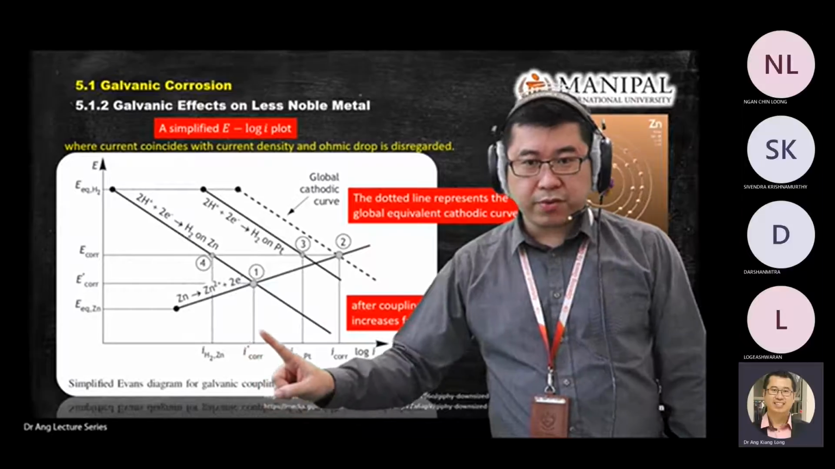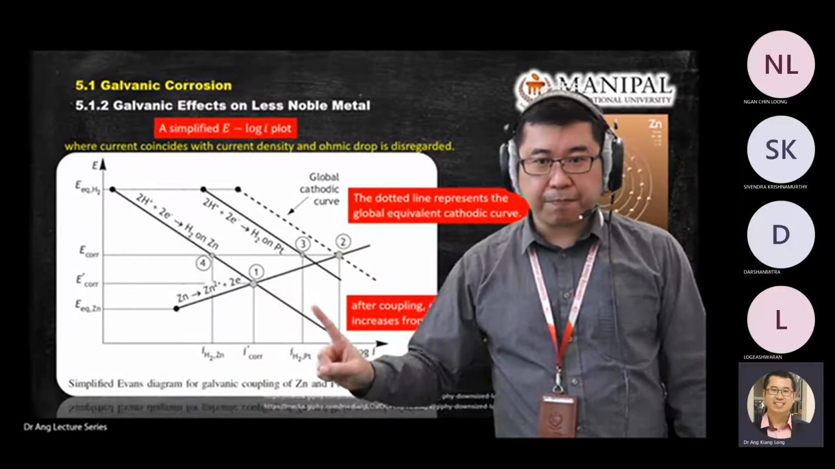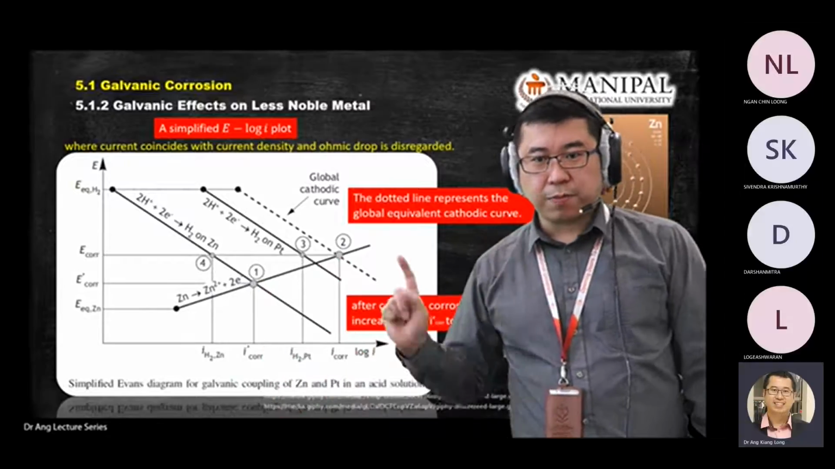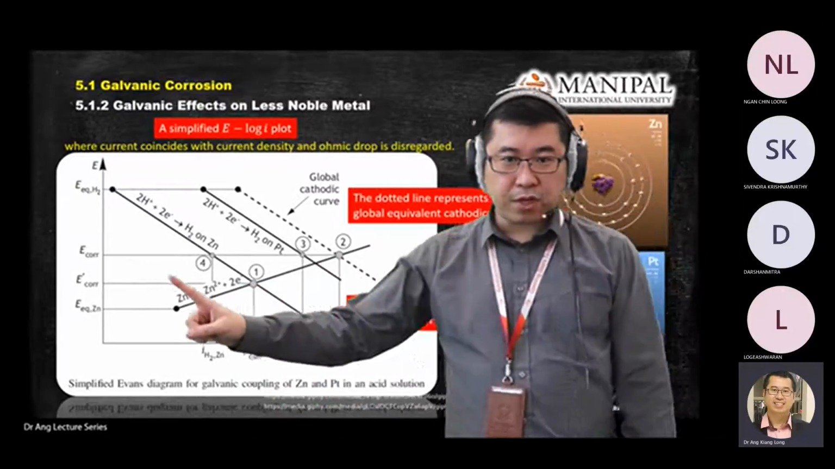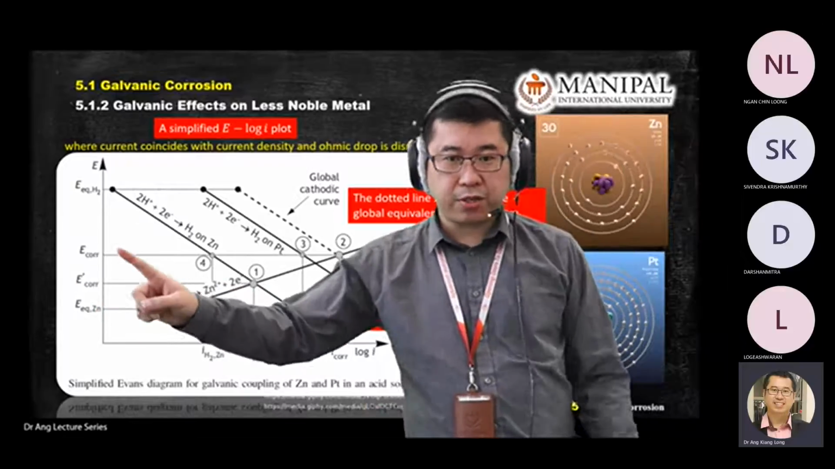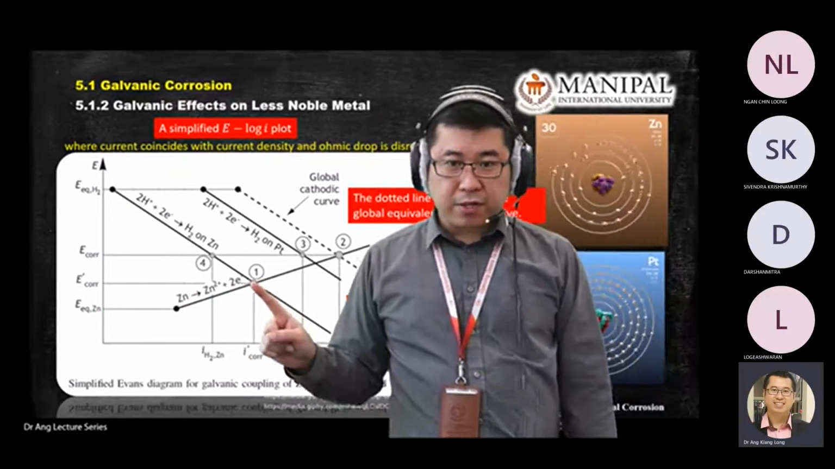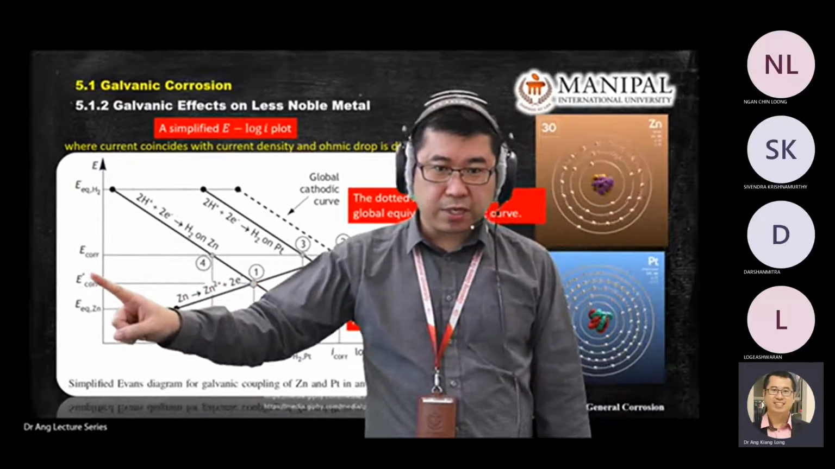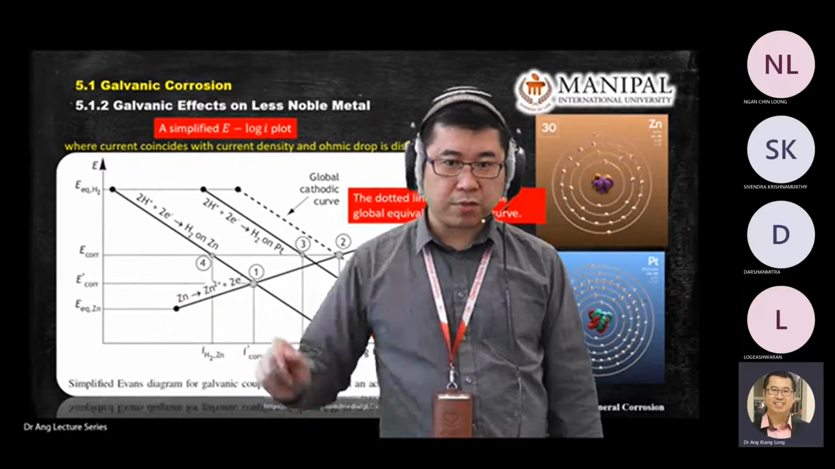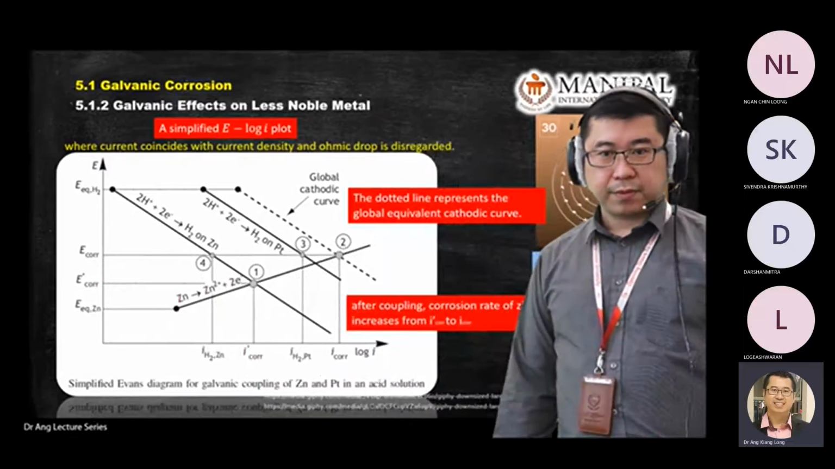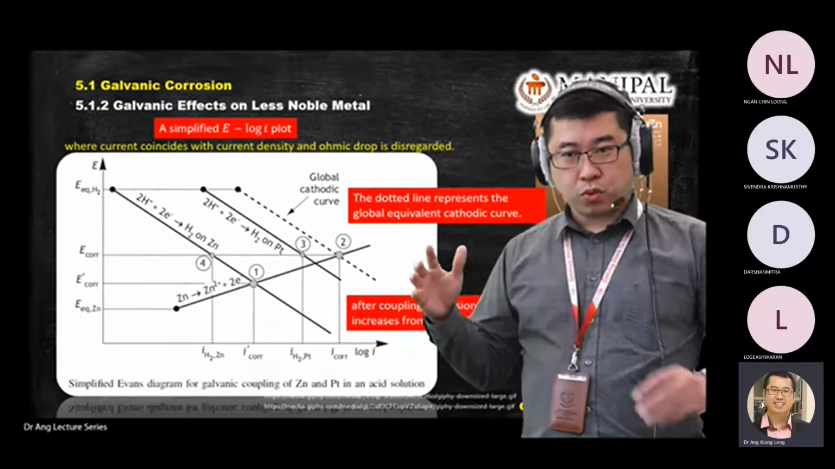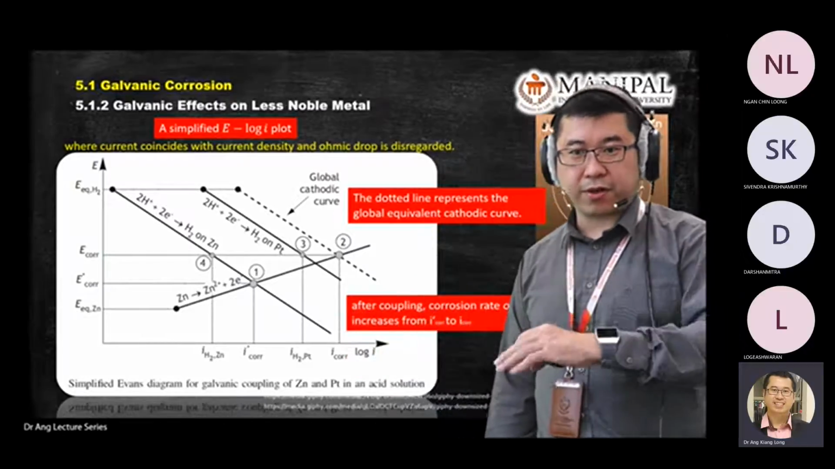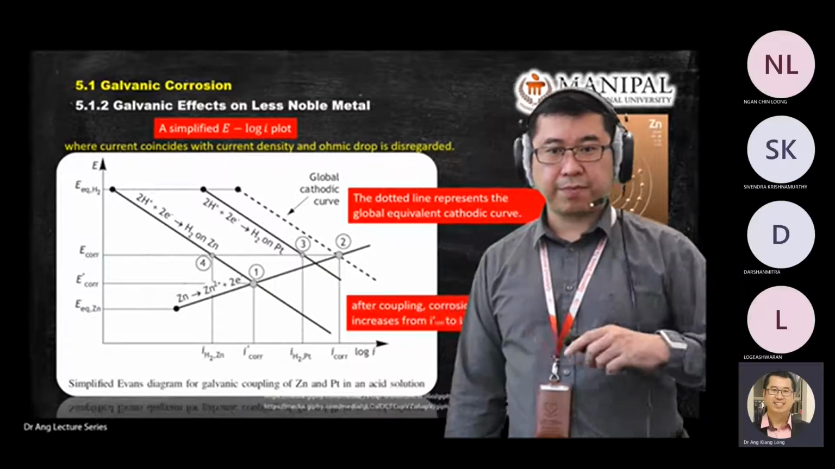So your corrosion rate before coupling and after coupling, what happened to the corrosion rate? It increased from this point to this point. What happened to the potential? If you look at potential, before coupling and after coupling, the potential also increased from this point to this point. Okay, this happened to the lower nobility metal, or anode.